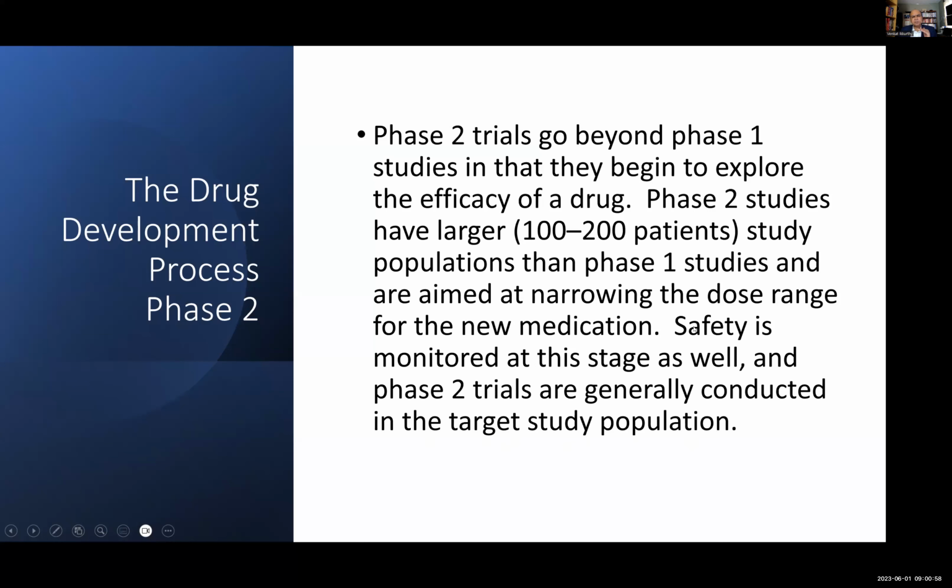I know it's hard to remember everything, but of course we are recording this session and we are going to share it later with all the people, then you need to read it. You need to get it. What is the phase 2 study? The drug development process, phase 2. What is phase 2 going to do?